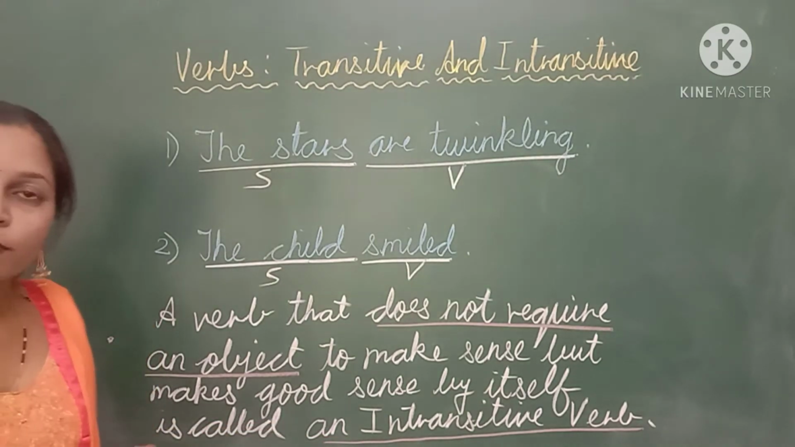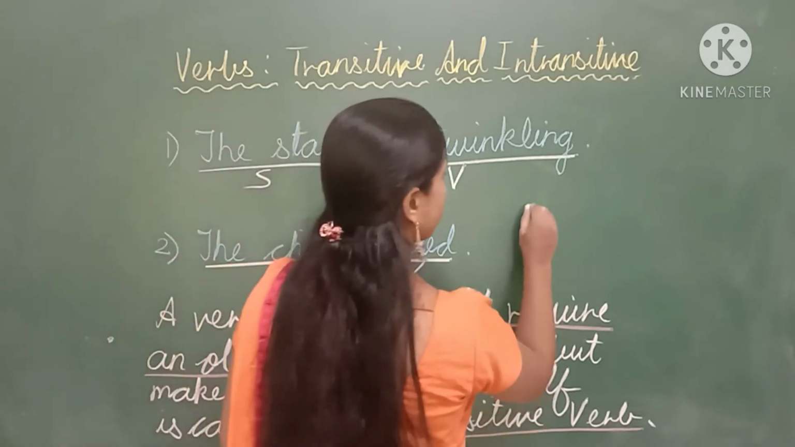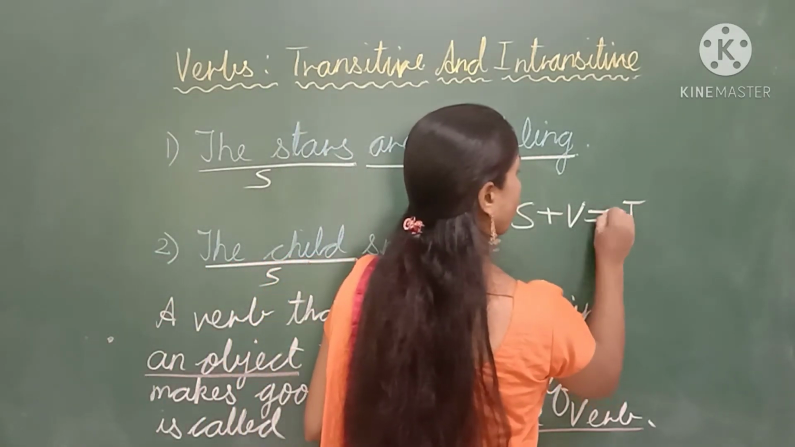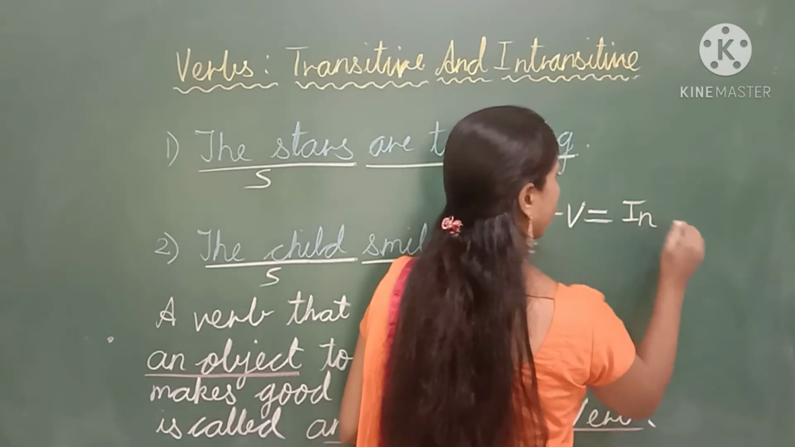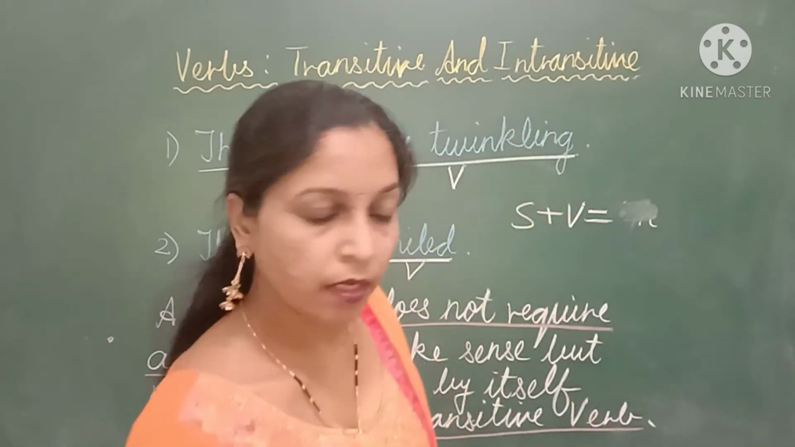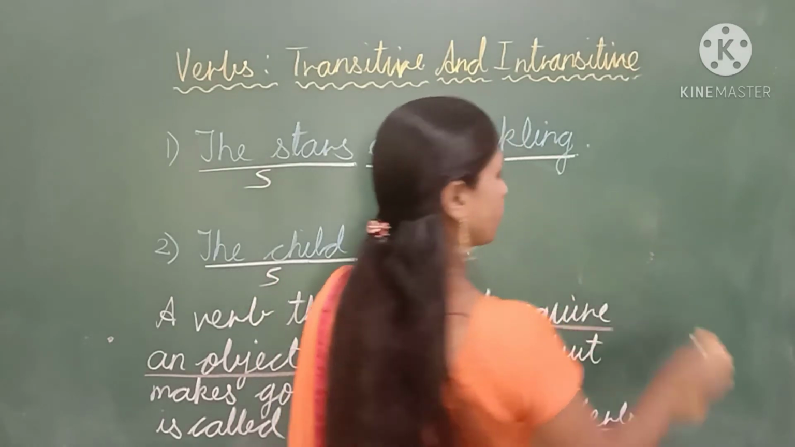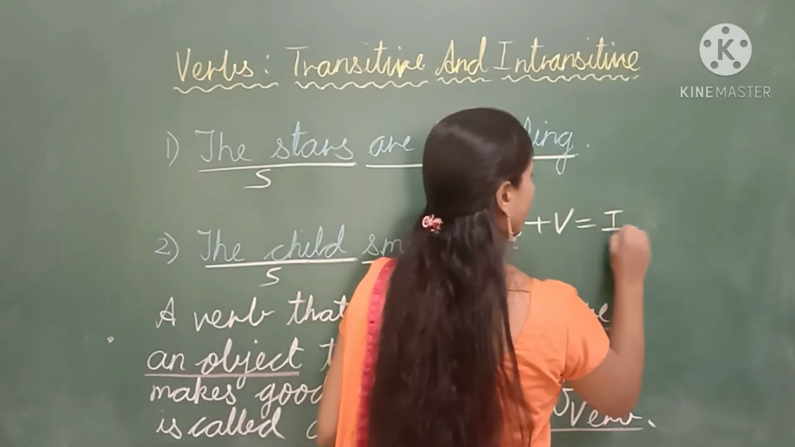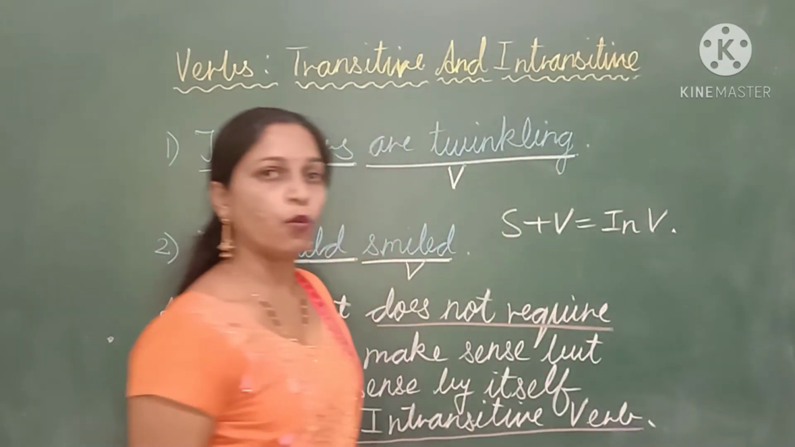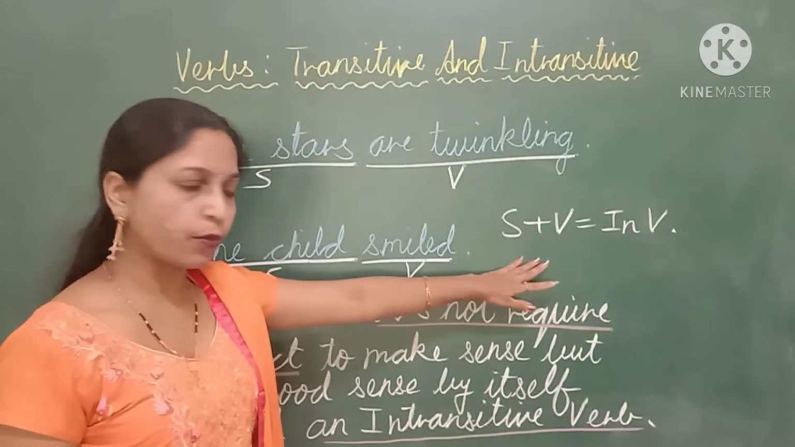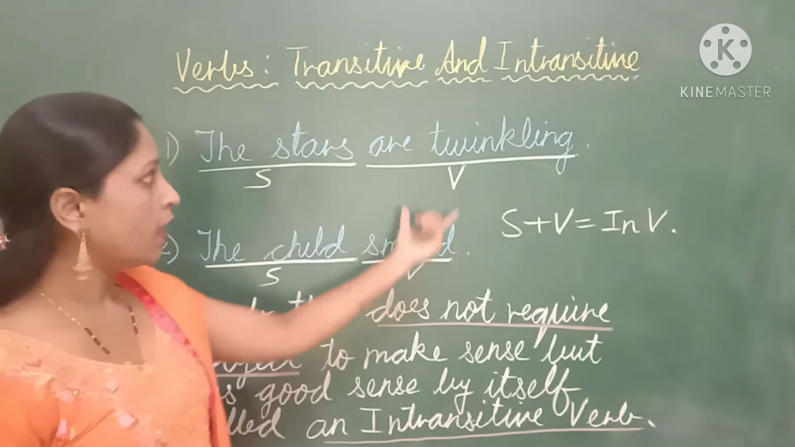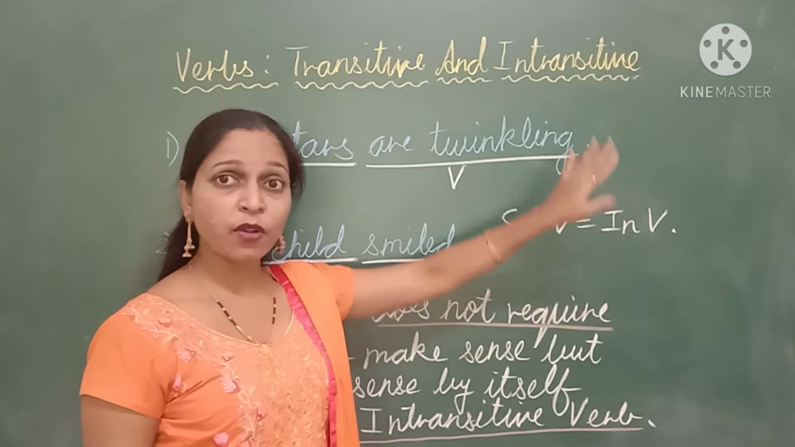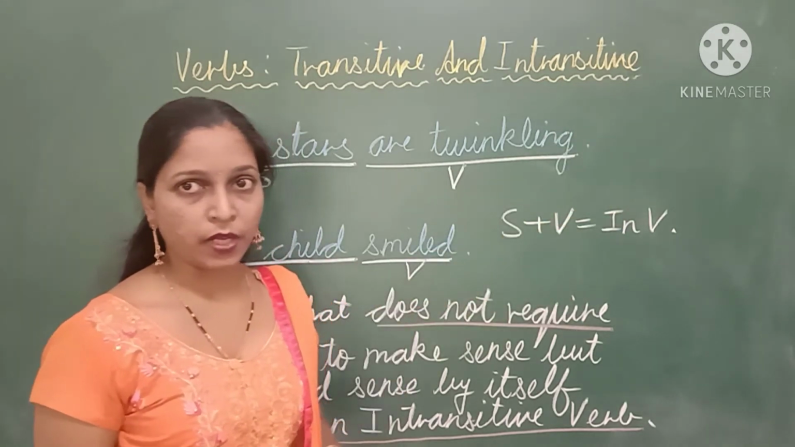So we will keep one simple formula in our mind, and that is S plus V equals intransitive verb. It's very simple to identify. So the verbs smiled and are twinkling are intransitive verbs because they do not require an object.